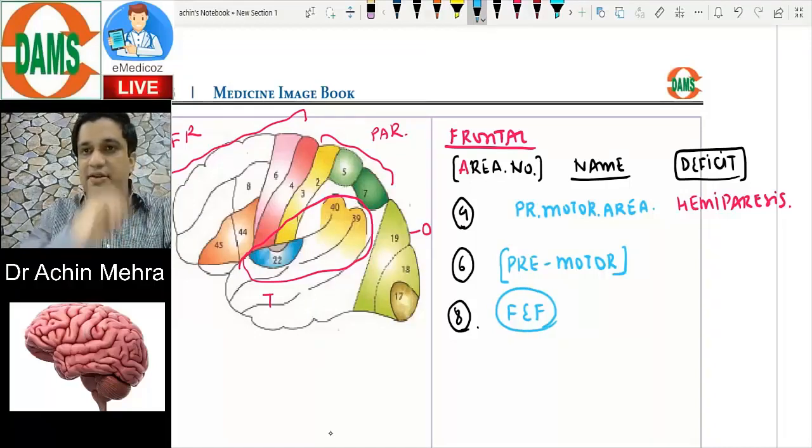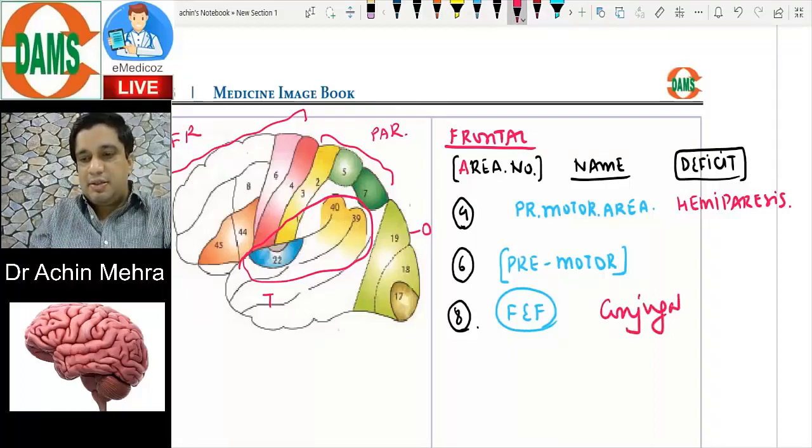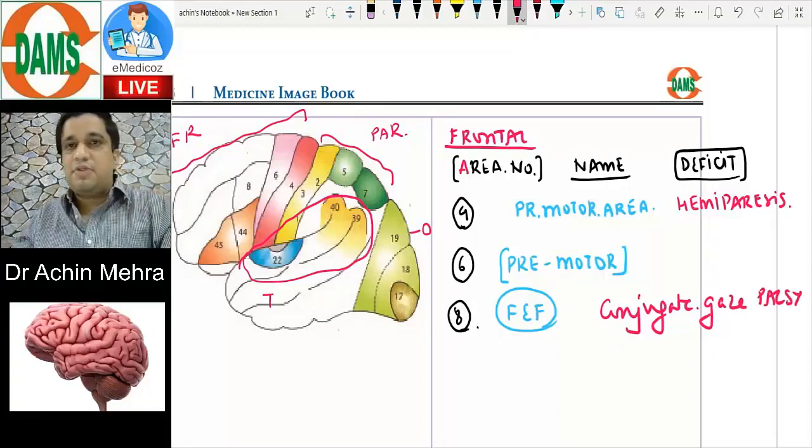Yes, remember number 8, frontal eye field. If there was a lesion at this point, it's known as a conjugate gaze palsy which occurred in the patient. If you remember this, we got a question on this also. If the lesion was destructive, the eyeballs deviated towards the lesion. If the lesion was irritative, the eyeballs moved away from the lesion.